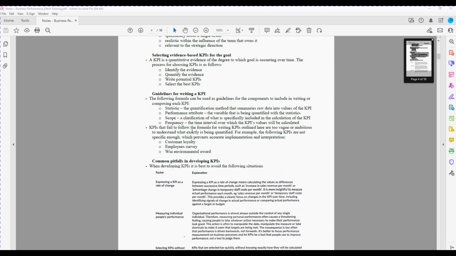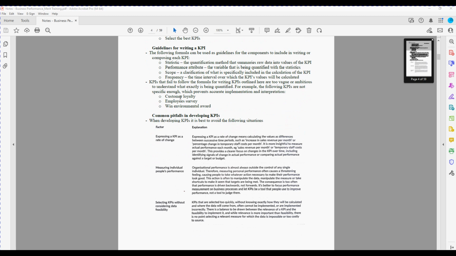Okay, so next is selecting evidence-based KPIs for the goal. So a KPI is quantitative evidence of the degree to which a goal is occurring over time. So we discussed that earlier. So how do we actually determine the process for choosing KPIs? Well, it's identifying the evidence, quantifying the evidence based on the data we have, writing potential KPIs, and then with all of the list that you've come up with, selecting the best ones which are most relevant and tell us the most useful data in order to measure our goals and strategy.